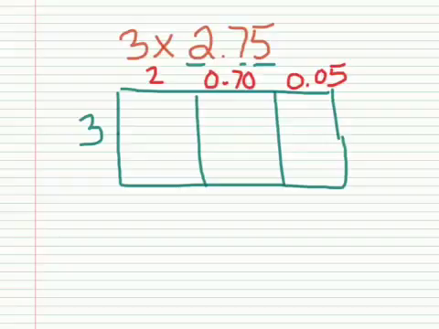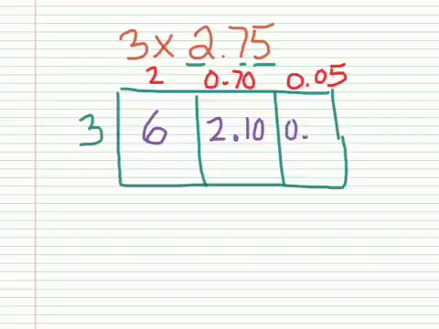So let's go through and start multiplying. It's going to be pretty easy. So 3 times 2 is going to give us 6. 3 times 7 is 21. Now our number moves up in our place value, so it's going to be 2, 1, 0. And then 3 times 5 is 15. It's going to be 0.15. Now, we can add all of these up. 6. There it is. Let's check it off.